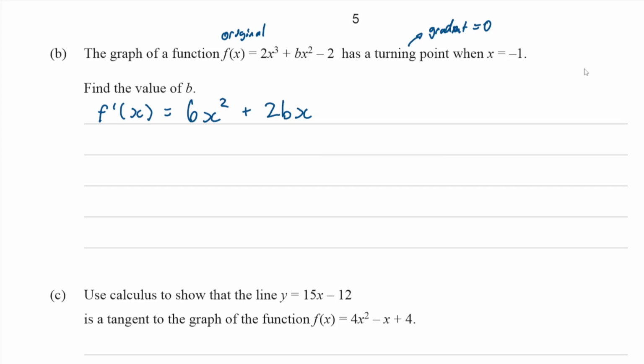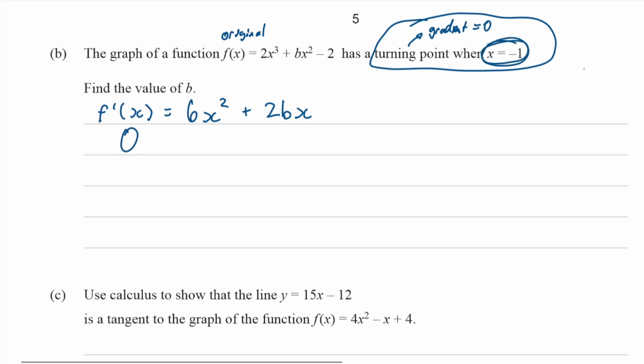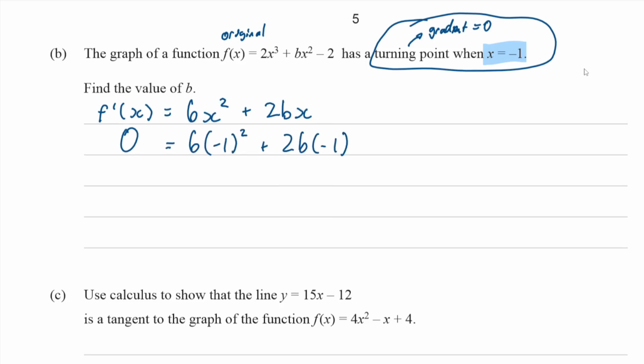That's alright. Moving on. So right now we found the gradient function, f prime of x. Now how can we use this information? So we know if the gradient is 0, that happens when x equals -1. So we can substitute -1 in for x. So 6 times -1 squared plus 2b times -1.